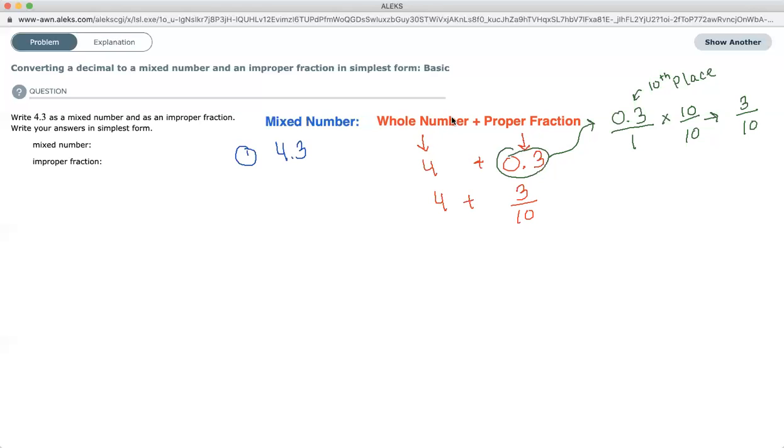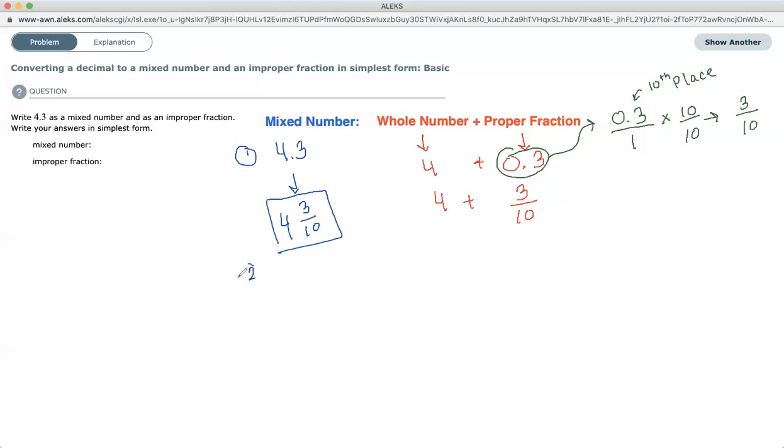Then for our mixed number, remember we do not write the plus sign. 4.3 becomes 4 and 3/10. This is one way of going about it, where you can identify the whole number right off the bat. It's always the number before the decimal, to the left of the decimal point.